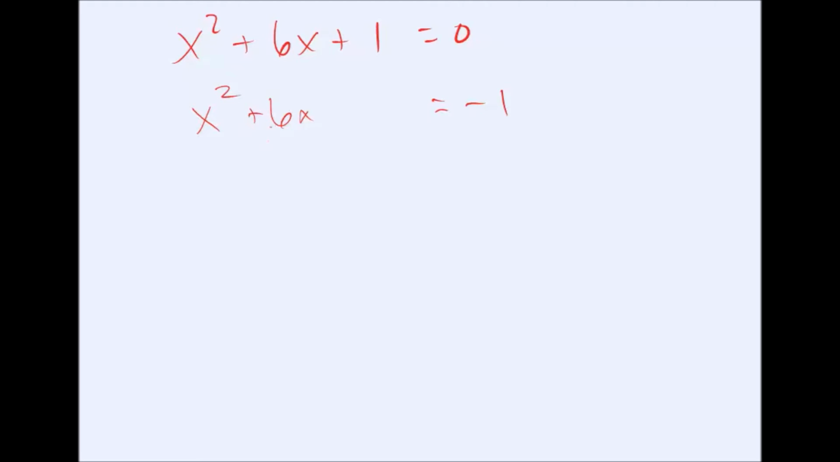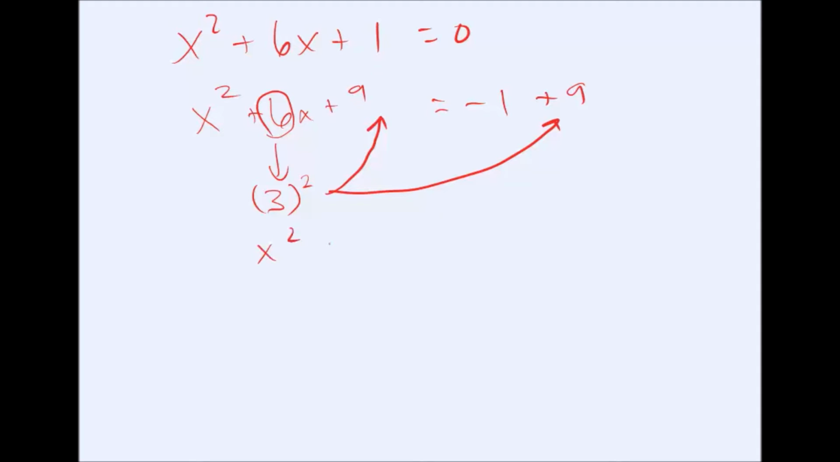The next thing you want to do is take this term that's attached to just the x, and divide it by 2. That gives 3. Then you'll square this, and you'll put it here and here. You're going to add it to both sides. So you're going to add 9, and you're going to add 9 over here. So let me rewrite that so it looks a little better. You have x squared plus 6x plus 9 equals 8.